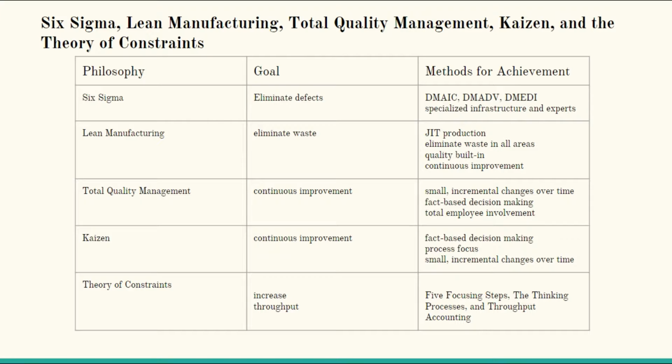The theory of constraints, in contrast, focuses all attention on one constraint until it is removed. It focuses on increasing throughput instead of decreasing costs and defects.